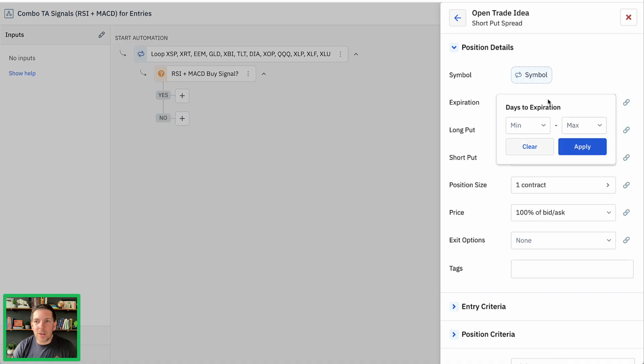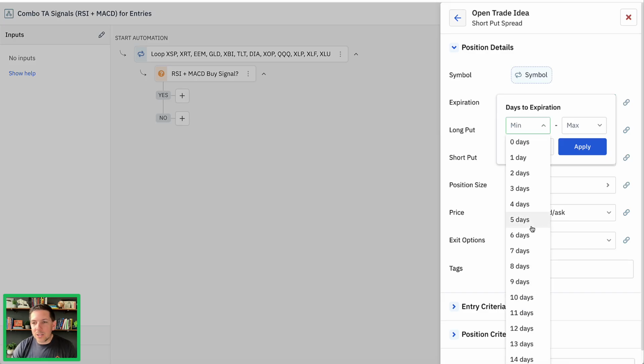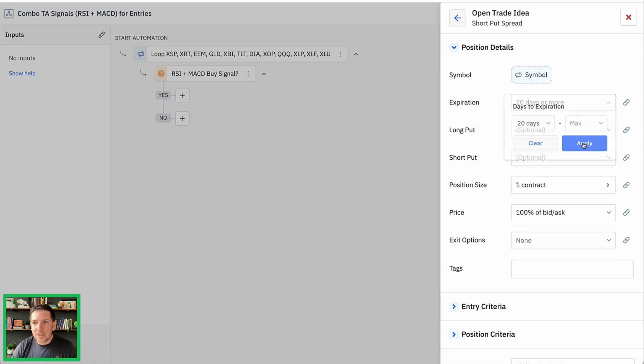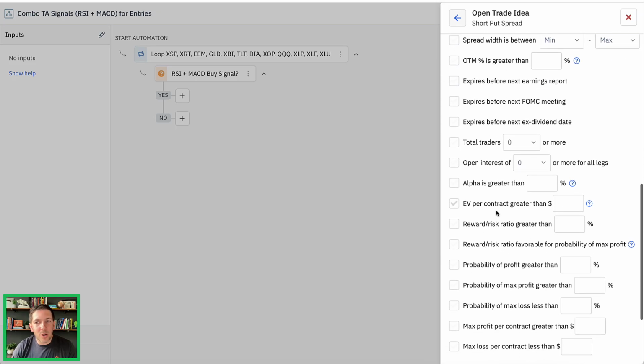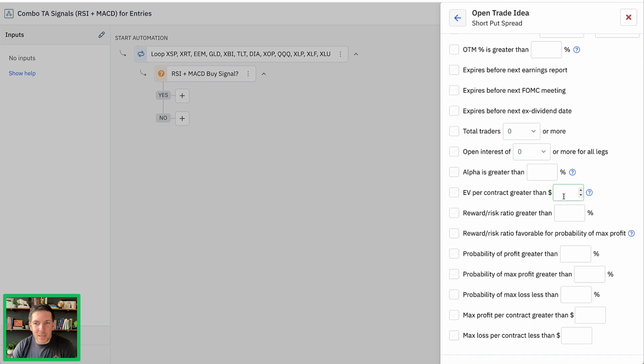Let's say we want to do an expiration that's at least 20 days out, something like this, and you could do optional legs, one contract. You can do some position criteria. This is where, again, I would layer things on top of this, saying expected value has to be at least $5. My probability of profit has to be greater than 60%, right? These are conditions for me of getting into a trade. So even if I have a buy signal, I'm not going to just blindly get into a trade. I'm going to do things like this, right?